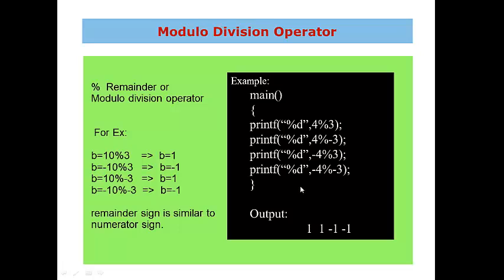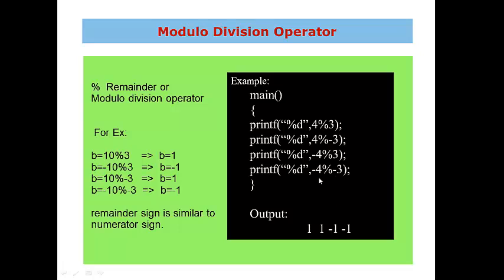In division, it is normal mathematics. In division, the quotient value only considers the numerator and denominator sign. But in remainder, the remainder only considers the numerator sign. 4 modulus 3: the numerator sign is plus, so the remainder is 1. 4 modulus minus 3: the numerator sign is positive, so it will display 1. Minus 4 modulus minus 3: the numerator sign is minus, so it displays minus 1.